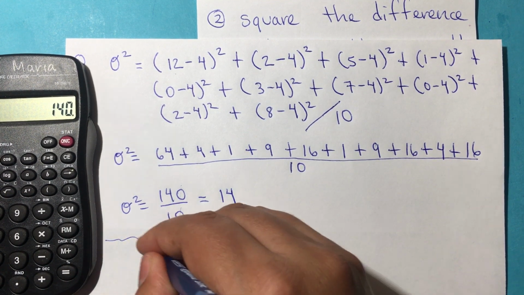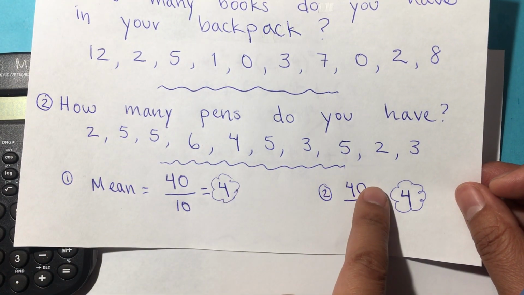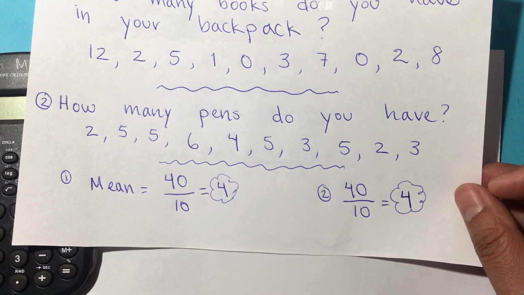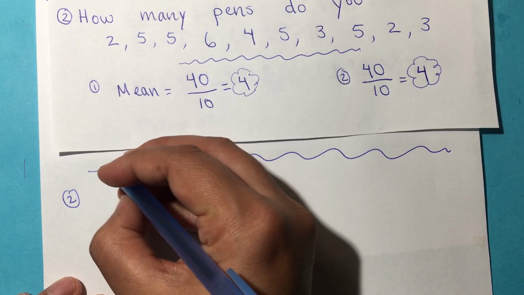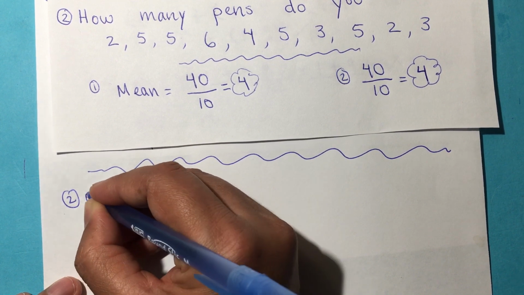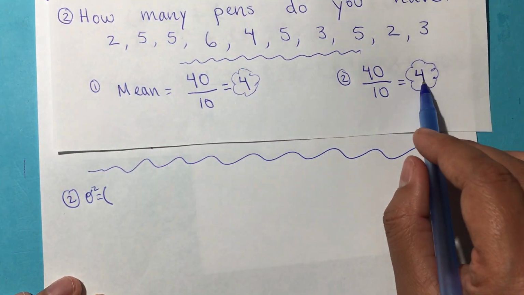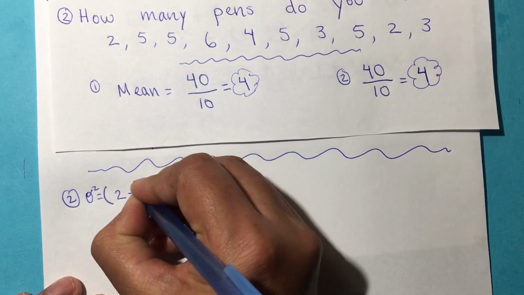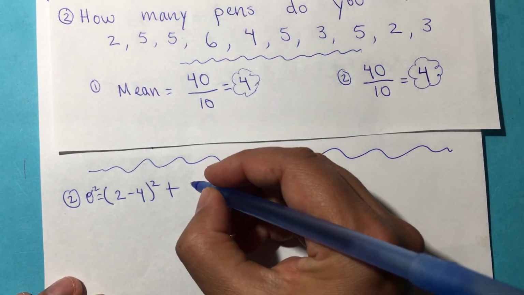Now let's do that for number 2. Do the same thing where you subtract the mean from each data value, square that, and then you add the results and divide by the number of items. So for number 2, I'm just going to start. Sigma squared is equal to 2 minus 4 squared plus, and the other ones, okay?